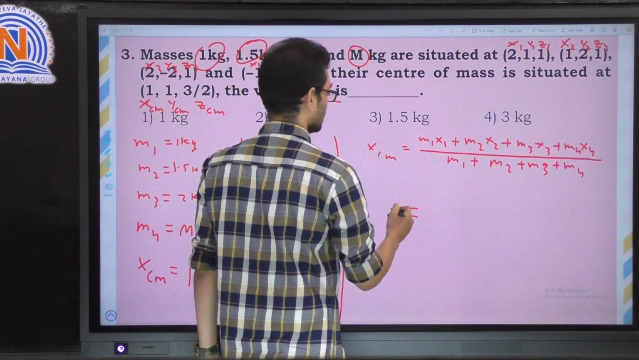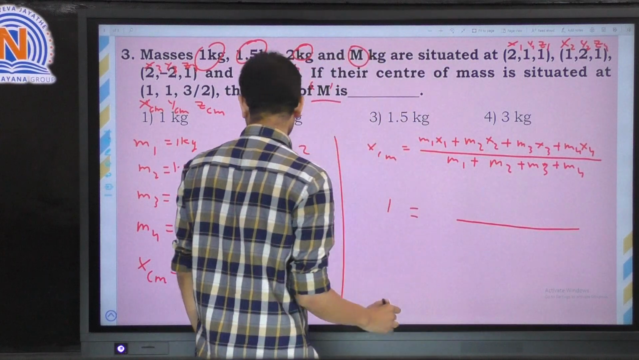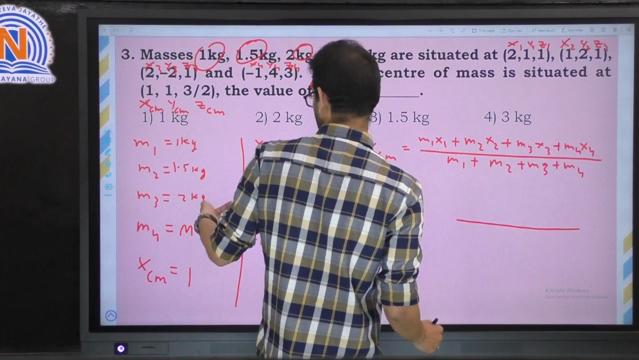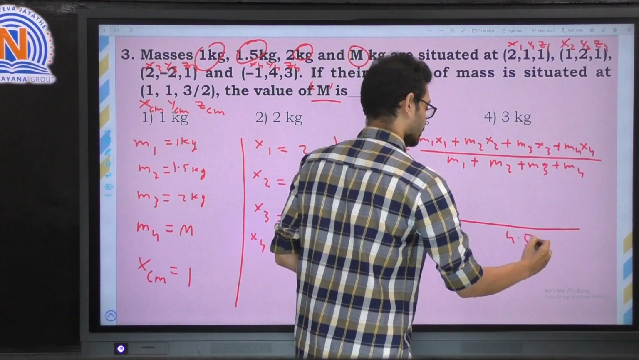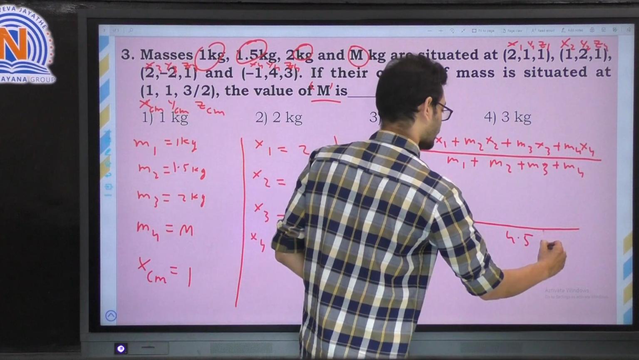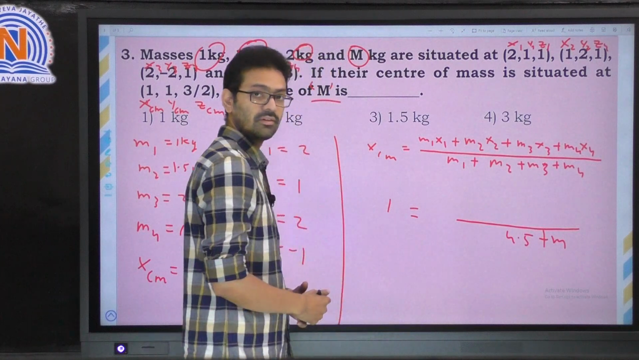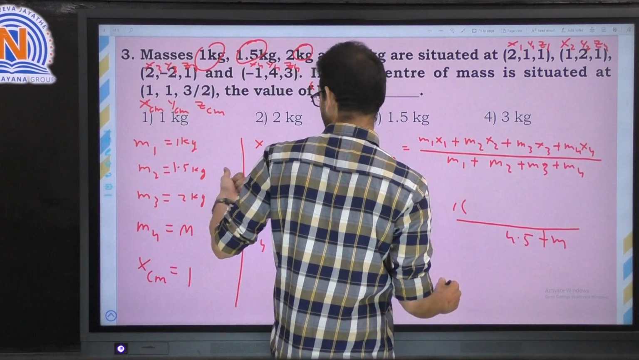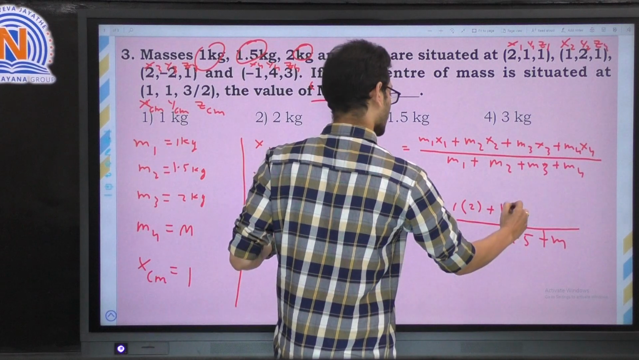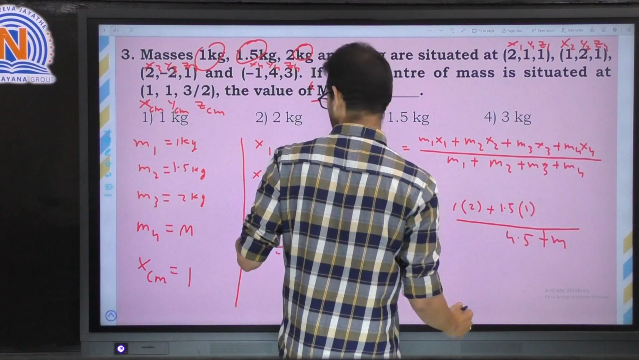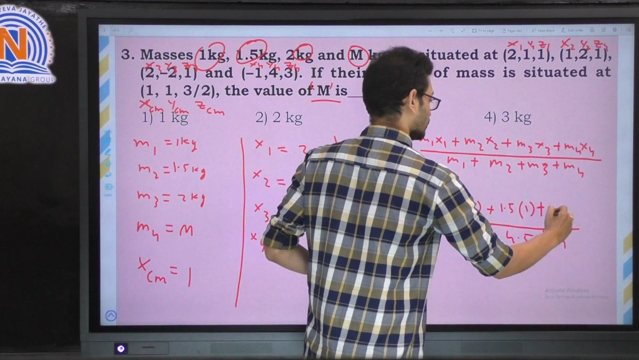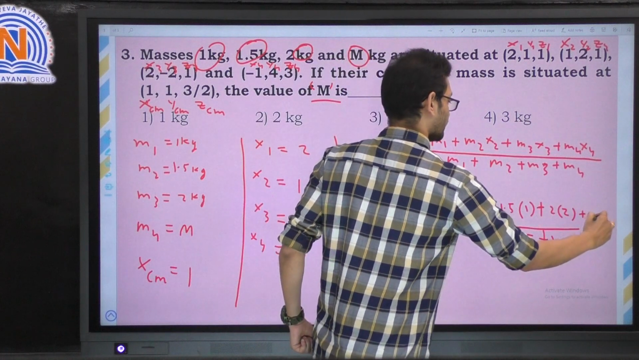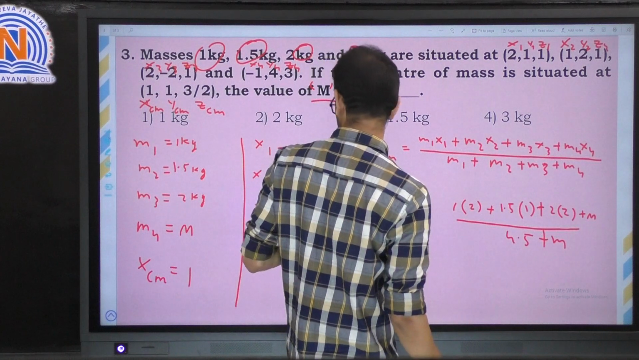So x center of mass is 1. In the denominator you will have 1 plus 1.5 plus 2, so you will get 4.5 plus m. And in the numerator you are going to have m1 is 1, x1 is 2, m2 is 1.5, x2 is 1, m3 is 2, x3 is 2, m4 is m, x4 is minus 1.